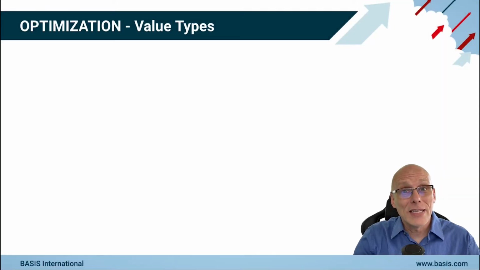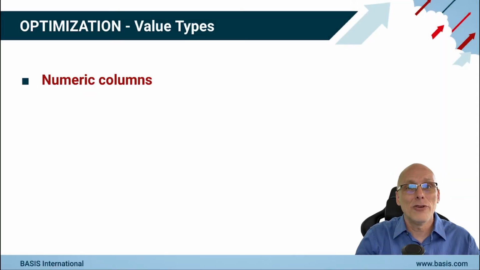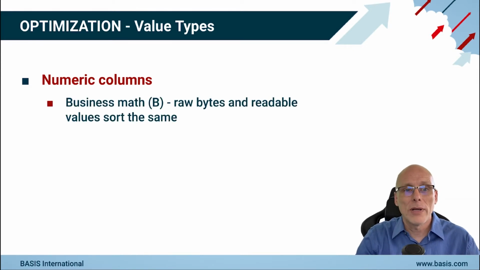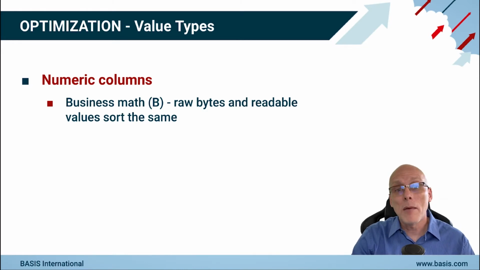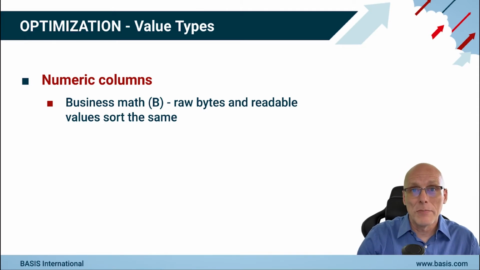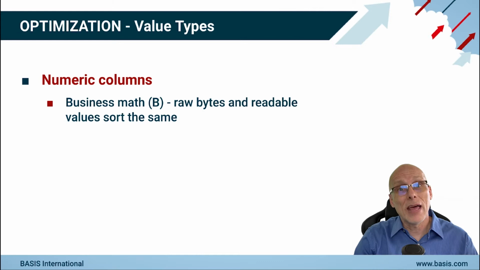All right, let's move on to the next value type, and that is numeric columns. When we talk about numeric columns, there are a variety of different formats for storing number data in string templates. One common one is type B, or business math. With this type, the raw bytes and the human readable value of that number sort the same, which is great. That's exactly what we need in order to use it for optimization. In fact, that's why the business math type was created and why the format is the way that it is, so that they do sort properly, making them indexable.